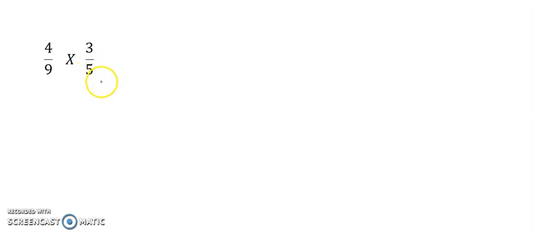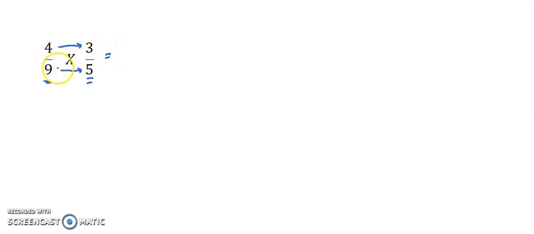Now, what you need to understand is that multiplying fractions is different from adding and subtracting fractions, because we do not have to make sure the denominators are the same. When we're multiplying, we're not checking that the denominators are the same. What we're really going to do is just multiply straight across. Multiply the numerator and multiply the denominator.